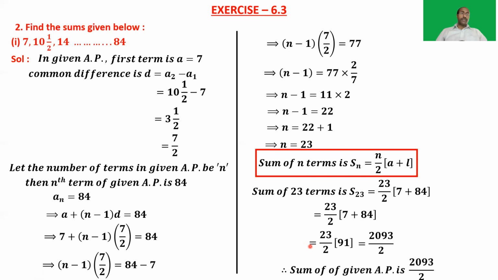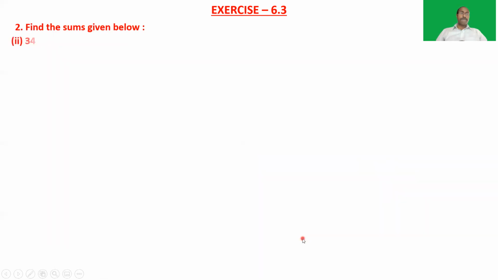Now take the second one, 34 plus 32 plus 30 up to 10. So we have to find the sum of this arithmetic progression. So in this progression also, we don't know the value of n. So we need to find the number of terms.